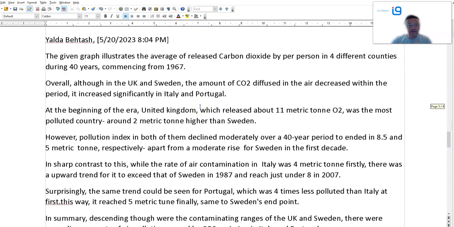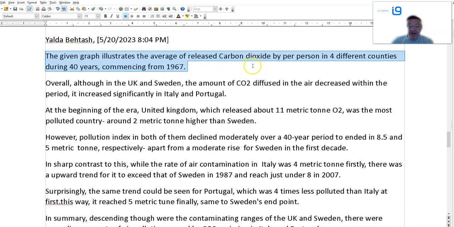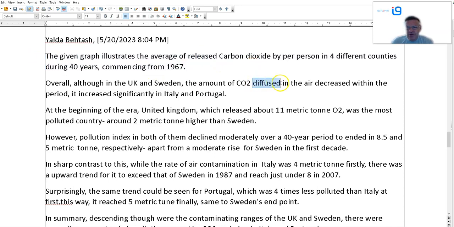The given graph illustrates released. Again, it's not released. CO2, you can go free. It's not released. Emission is not the same. Okay. But that aside, that's not bad. Diffused in the air. Again, why can't you say emission? You don't have to paraphrase every single thing. Diffusion is not the same as emission.